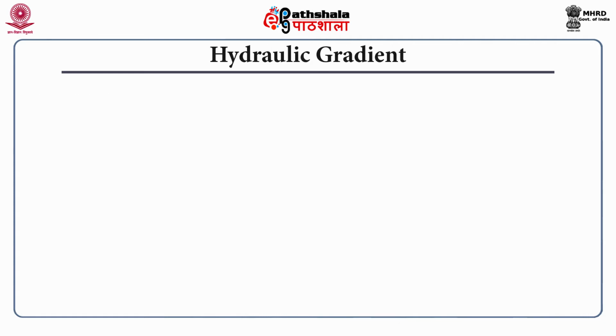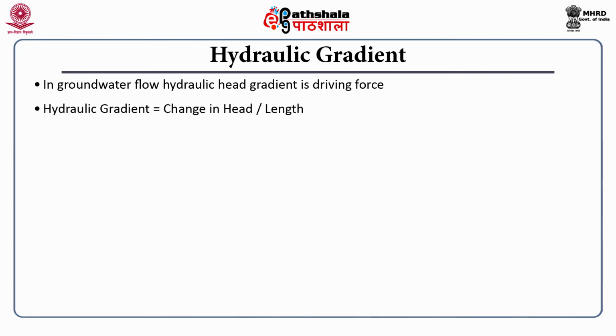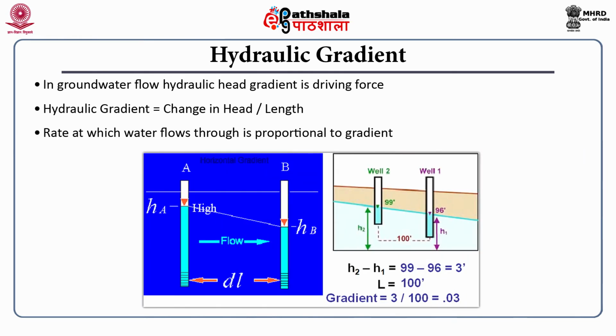Now, hydraulic gradient: in groundwater flow, the hydraulic head gradient is the main driving force. Hydraulic gradient is the change in the head divided by the total length. In this picture, you can see there are two tube wells, tube well A and tube well B. The distance between these two tube wells is delta L or dL. The height is HA here and HB here. So, HA minus HB divided by the distance between the two wells is known as the hydraulic gradient, which is denoted by small i.